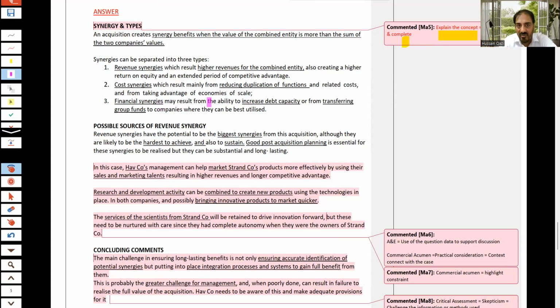Financial synergy may result from ability to increase debt capacity or transferring group funds to companies where they can best utilize. So if you have acquired the strength, so parent and subsidiary relationship, group. So if the subsidiary requires the funds, parent can support her. So that's why in finance here we can manage or we can create more synergy accordingly.